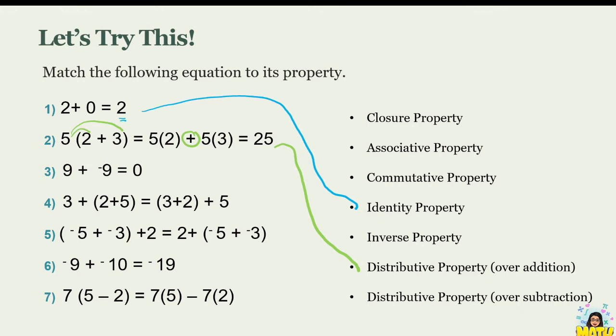Number 3, 9 plus negative 9 equals 0. We have a number added to its opposite or additive inverse, and the answer is 0. So that is inverse property.